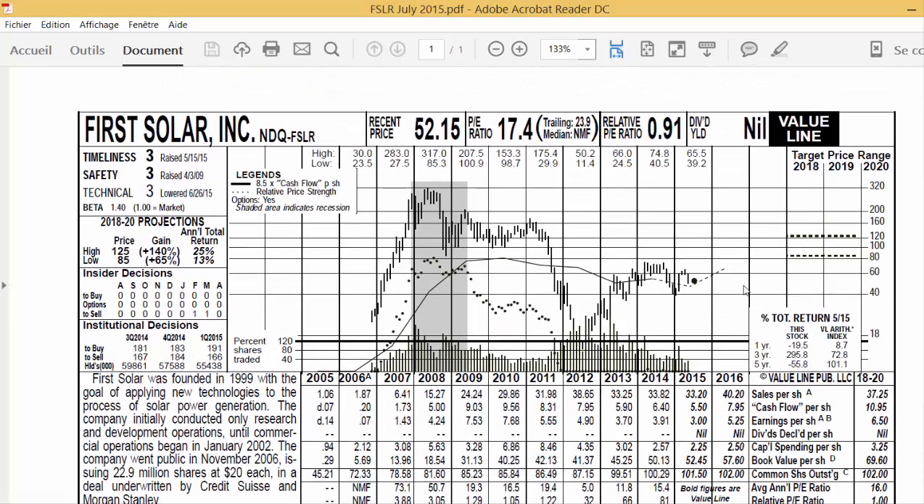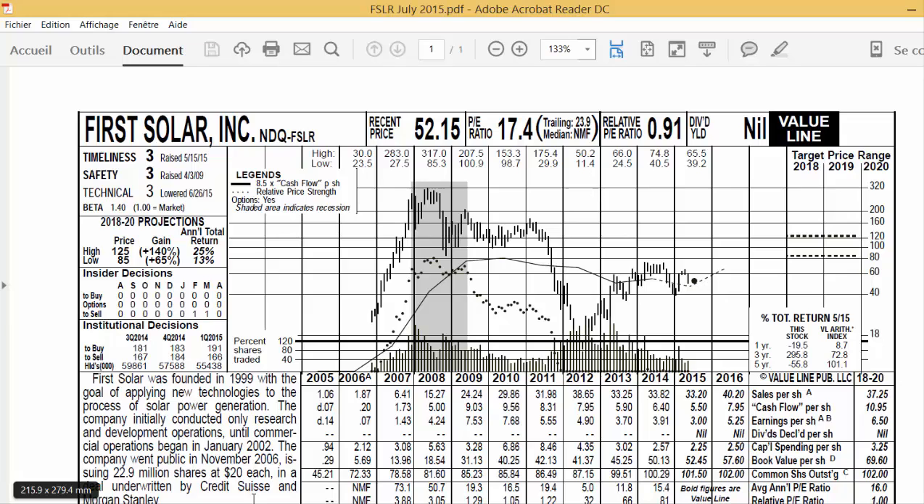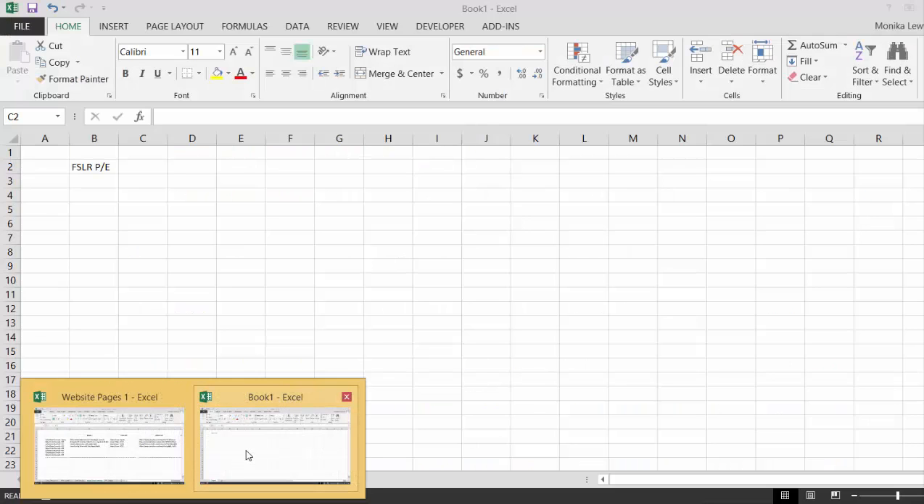Okay, here's what they do. They give the first thing, they give the PE ratio. Well, this PE ratio would suggest, well, we've had a bad year of earnings and we expect it to go up. But what they also do is give the relative PE ratio. So if we put this, let's put FSLR PE. And I haven't told you what I'm really doing with all this yet. 17.4, this is my problem.